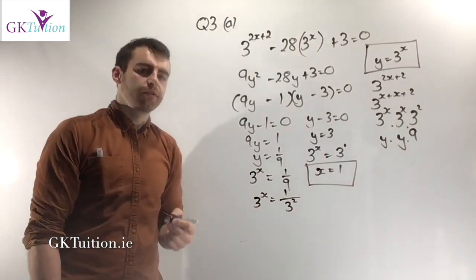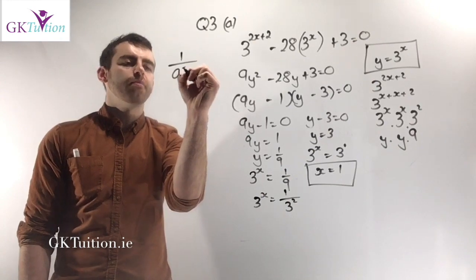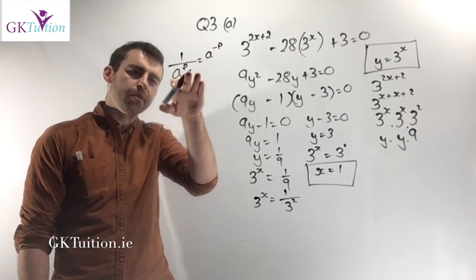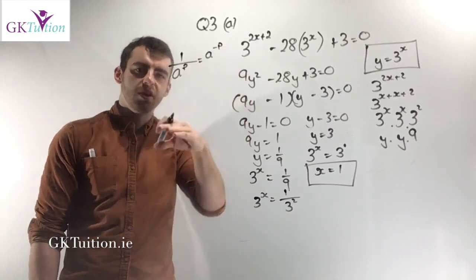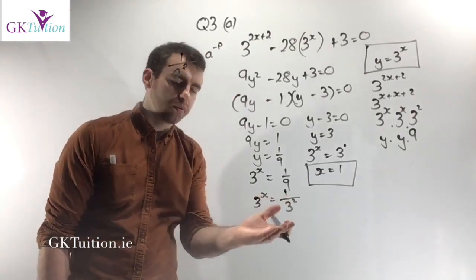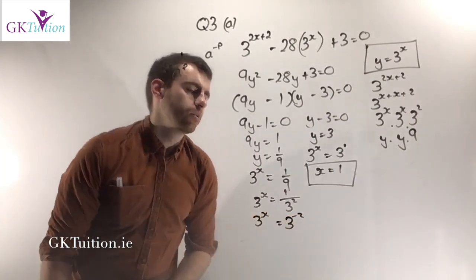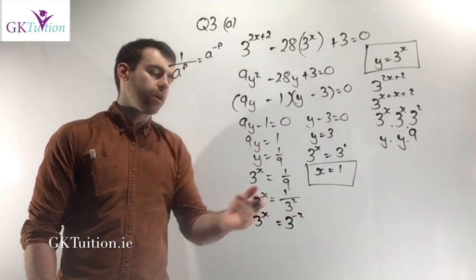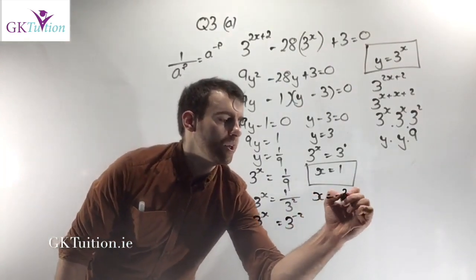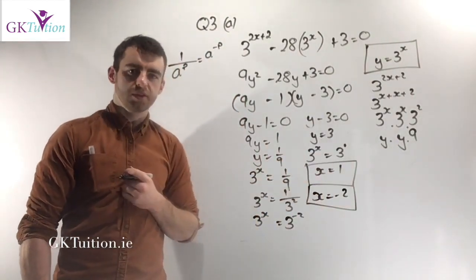Now if you go to page 21 in your maths tables again, it tells you that 1 over a to the power of p is equal to a to the power of minus p. In other words, a to the power p on the bottom becomes a to the power minus p when it goes up. If I have 3 to the power 2 on the bottom, that becomes 3 to the power minus 2. You just change its sign. So in fact, 1/9 is the same as 3 to the power minus 2. I can now cancel my 3's, and my second answer is x must be equal to minus 2. So you get 10 marks there for x equals 1 and x equals minus 2.